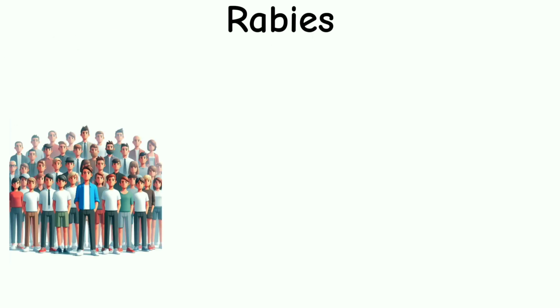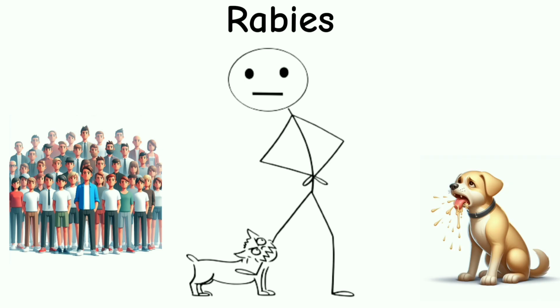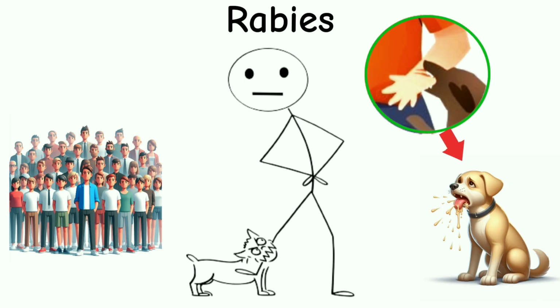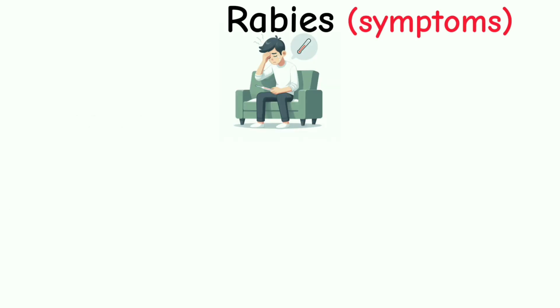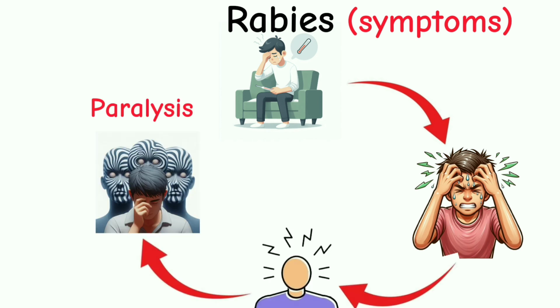People usually are exposed to the rabies virus when an infected animal bites them. Exposure may occur if the animal's saliva enters an open cut or mucous membrane. When a person gets rabies, they may experience symptoms such as fever, headache, and agitation, progressing to hallucinations, paralysis, and ultimately death if not treated promptly.